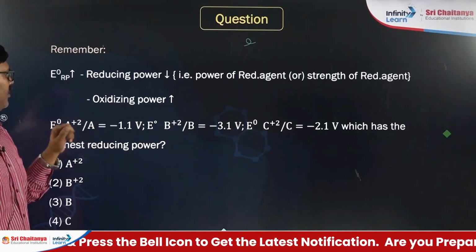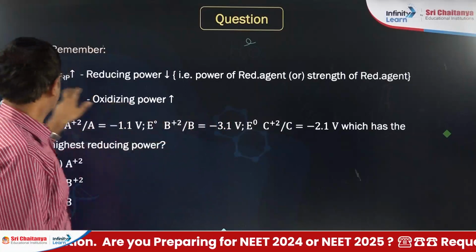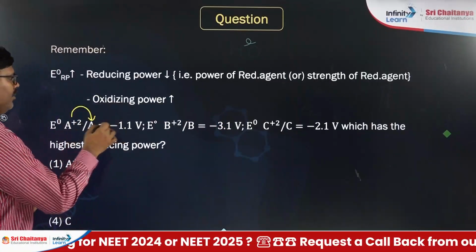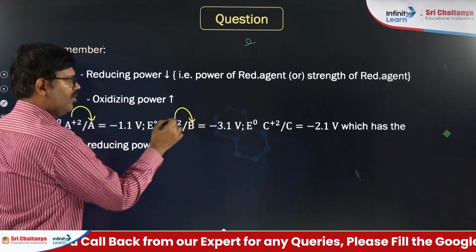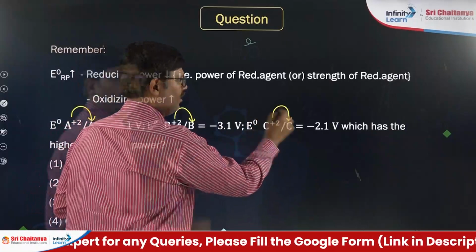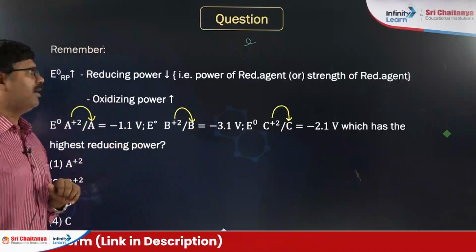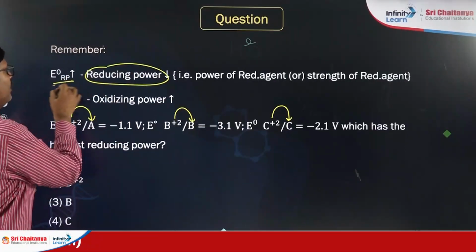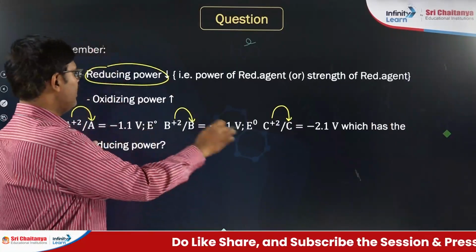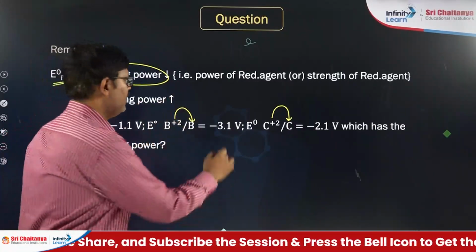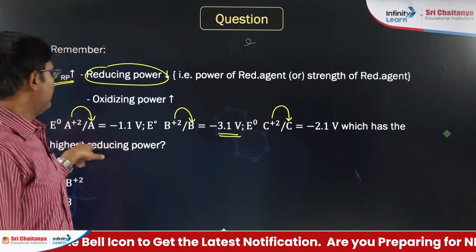E naught for A plus 2 to A is given. Similarly, B's reduction potential is given. If you see, these are all reduction potentials only, because plus 2 to 0 means reduction. Similarly, oxidation state plus 2 to 0 means reduction. Reduction potentials are given; which has the highest reducing power? Highest reducing power means we have to look at the lowest reduction potential value. Which has the lowest, including the sign? Which is the lowest? Minus 3.1. So, B has the highest reducing power.